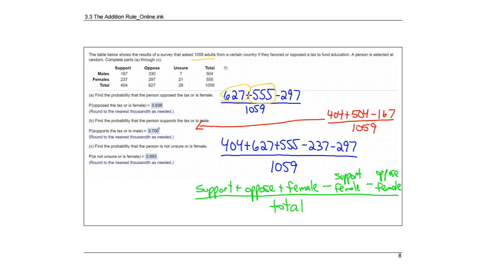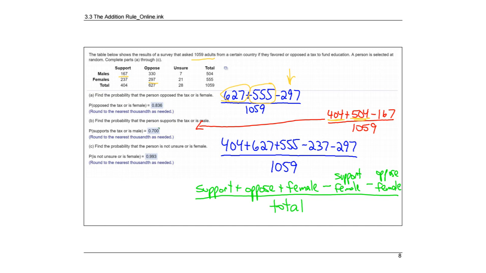But the problem is there's an overlap, right? Because we have in the middle here, we have 297 that both opposed and were female. So we need to subtract those out. I'm just getting this set up for you. Then you could put it in your calculator and get the percent. The next one is supports the tax, which is 404, is male, which is 504. But again, we have an overlap. We have an overlap of 167 here. They supported and they were male. So we need to subtract that out.